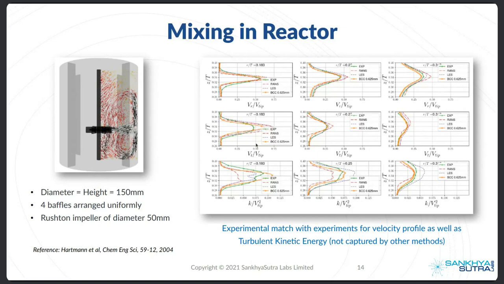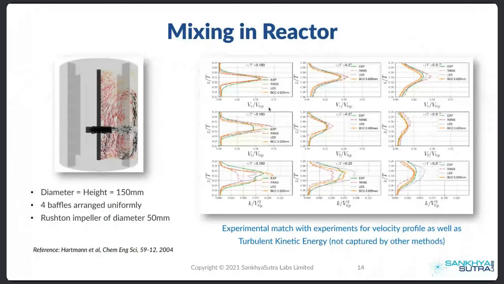And what I'm showing here is a comparison of various quantities such as tip velocity in the radial direction, then tangential velocity, as well as the turbulent kinetic energy. While there are a lot of lines in this graph, what I'll ask you is to look at the lines with color green and orange. The lines with green color are the experimental results, and the lines with orange are the results that we have obtained at SankhyaSutra Labs.